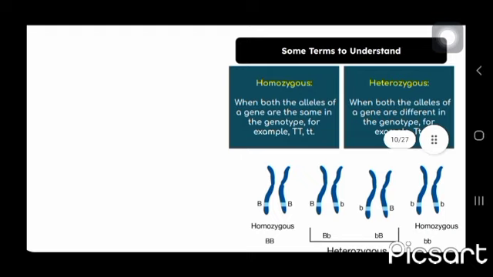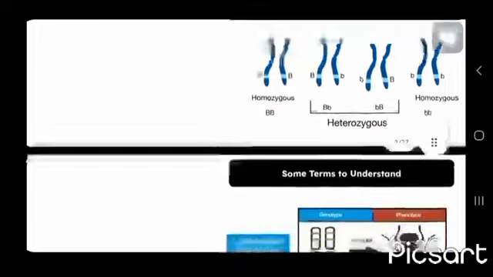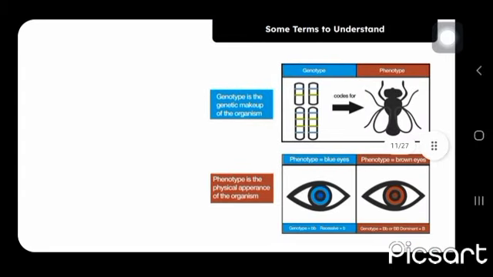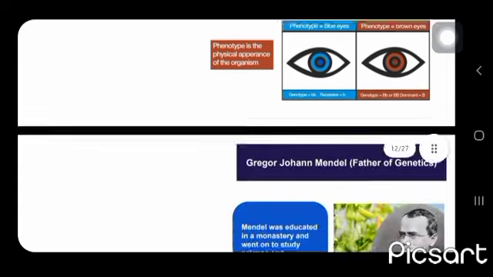Now some terms to understand. What is homozygous and what is heterozygous? Homozygous is when both the alleles of a gene are of the same genotype, and heterozygous is when both the alleles of a gene are different in the genotype. Okay. Then genotype is the genetic makeup of the organism and phenotype is the physical appearance of the organism.